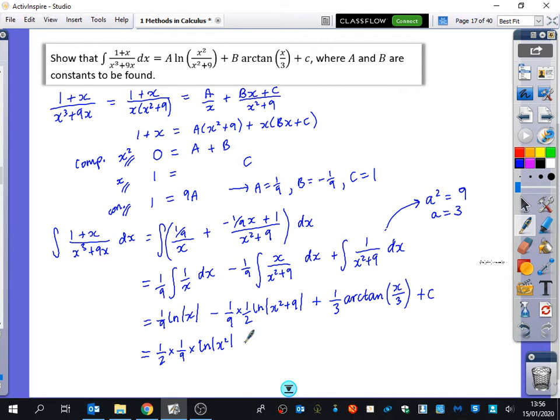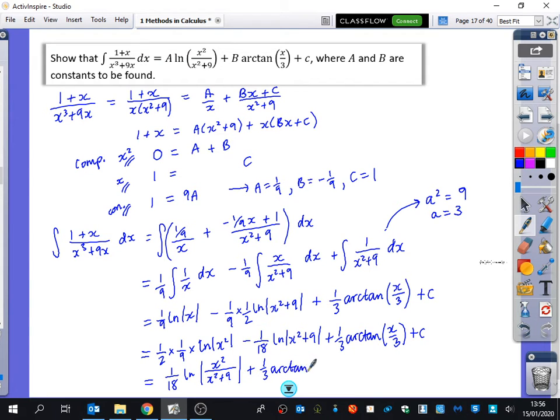And then you get minus 1 over 18 ln x squared plus 9 plus a third arctan x over 3 plus c. So we get 1/18th ln of x squared over x squared plus 9 plus 1 over 3 arctan x over 3 plus c. So the clue in that question was the x squared. We had an x, so we forced it to become an x squared by putting a 2 in there, but counteracting it and making it a half. The reason we were really doing that is because we wanted to have the common factor of the ln as an 18th.